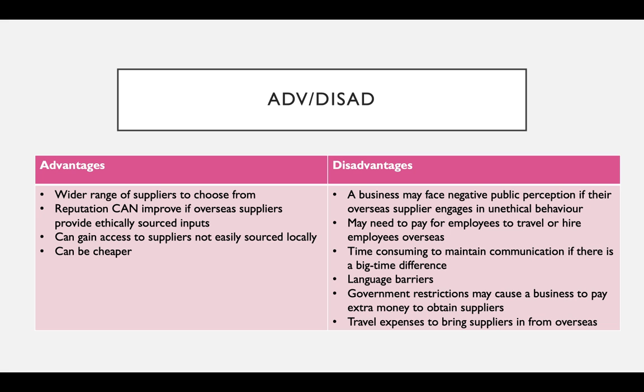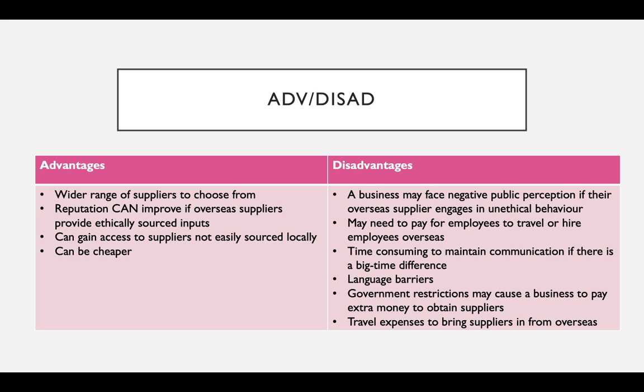All right, advantages, disadvantages. So wider range of suppliers to choose from. If you can pretty much access any suppliers from any country, you are going to, of course, have a wider range of suppliers and supplies themselves. Your reputation can improve if you can't source ethically sourced inputs locally, but you can overseas. That actually can benefit your reputation.